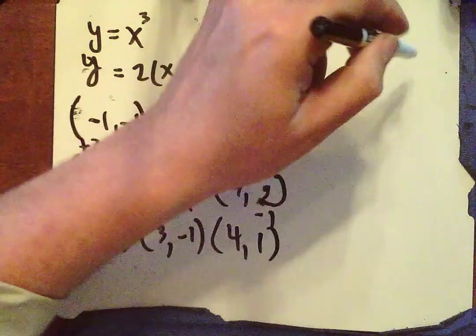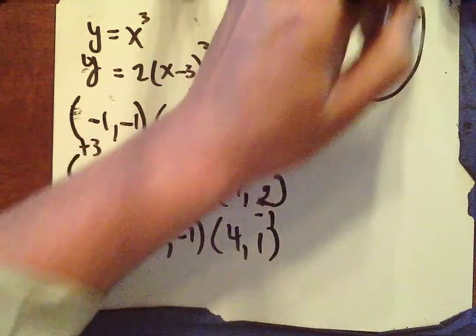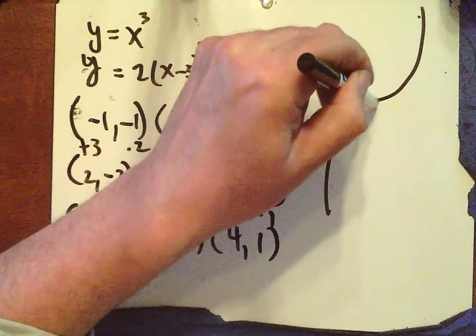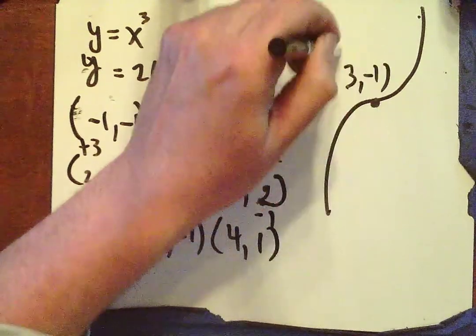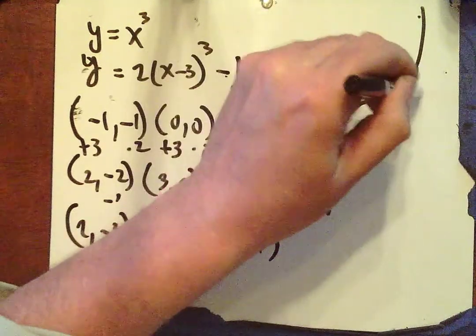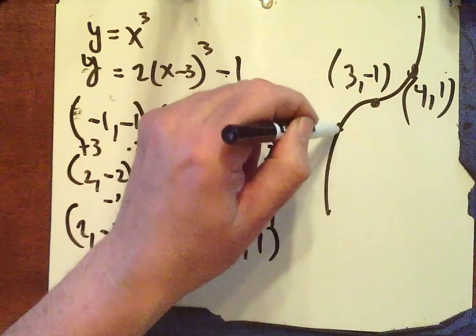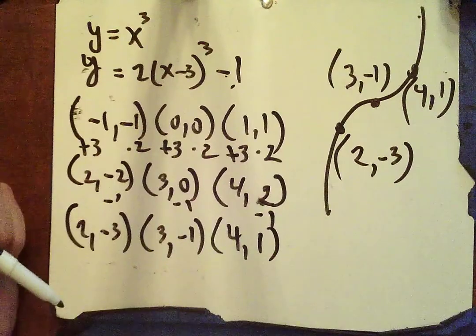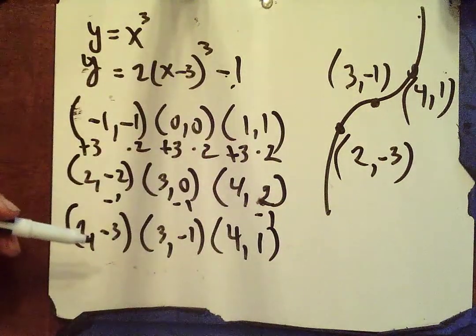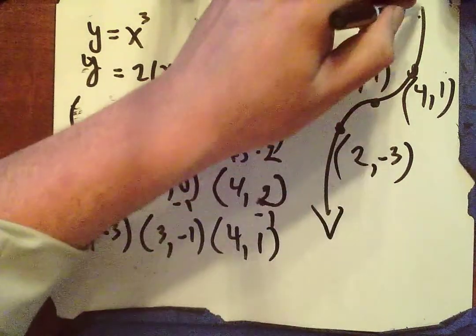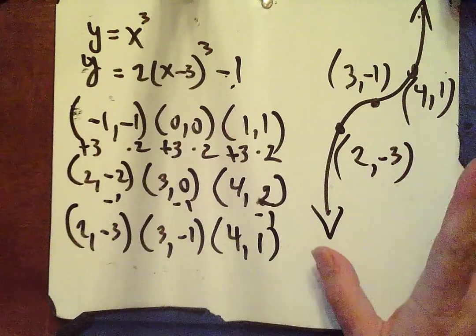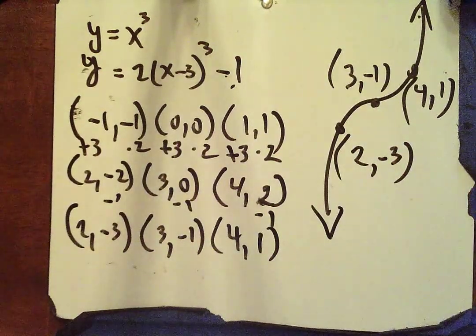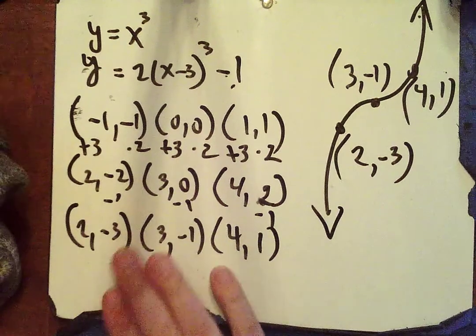All right, and my graph. That point is 3, -1. This point is 4, 1. And this point is 2, -3. And you're, of course, welcome to put in the x and y axes if you want, but I find it's much easier to draw the appropriate shape and then throw some points on it, especially since we have excellent points here. All right, let's see what's next.